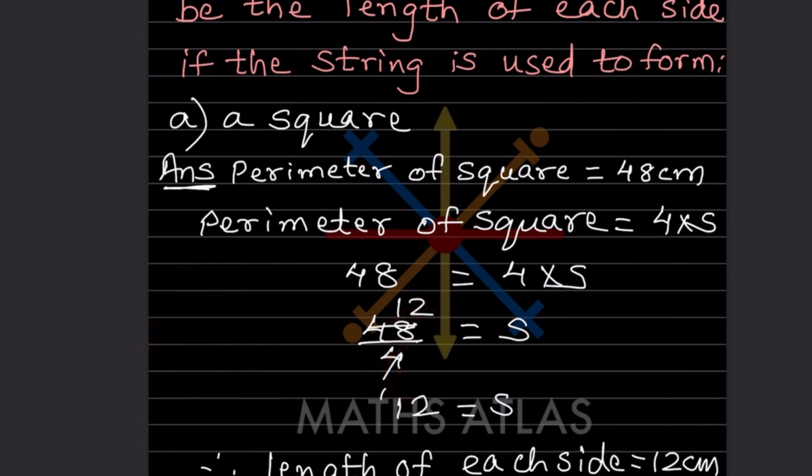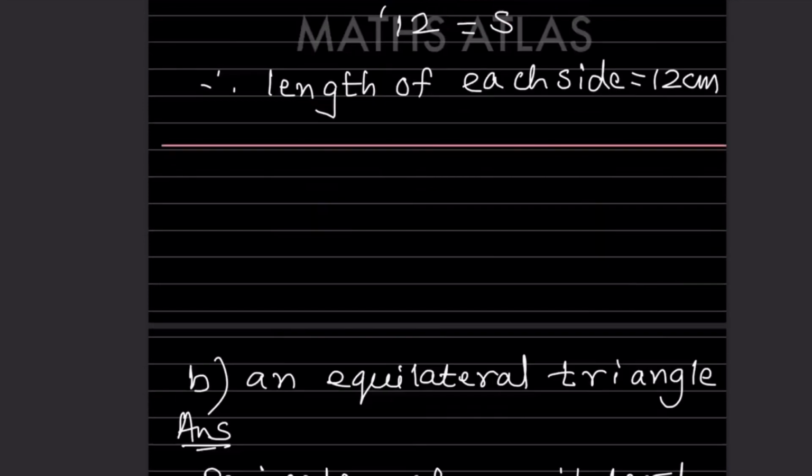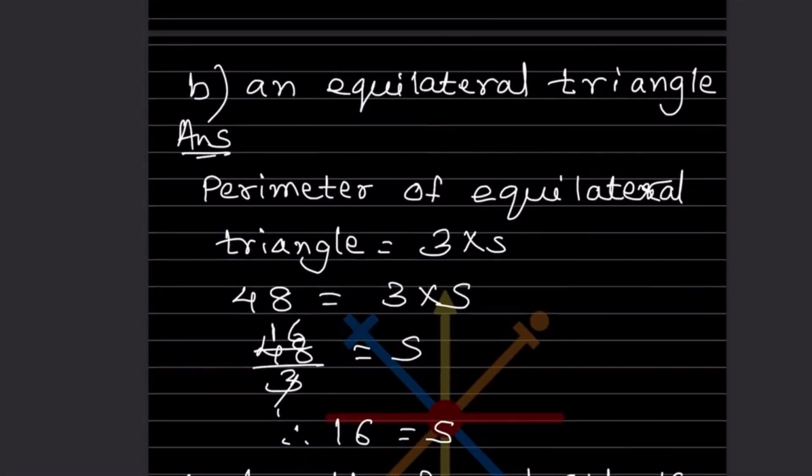So you have to write this because this is a word problem. Length of each side is 12. And what is the unit given here? This unit is very important, that is centimeter. So next problem is you have to find the side of the equilateral triangle. So the perimeter of an equilateral triangle, you know, equilateral triangle means all the sides are the same. So here there are 3 sides, so 3 multiplied by s.